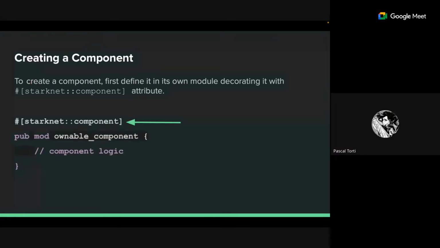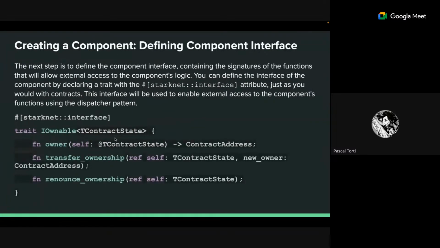Next, creating a component. Just like your contracts, you start by saying starknet::contract, but for a component you change the path to starknet::component. Then pub mod, whatever you want to name your component.